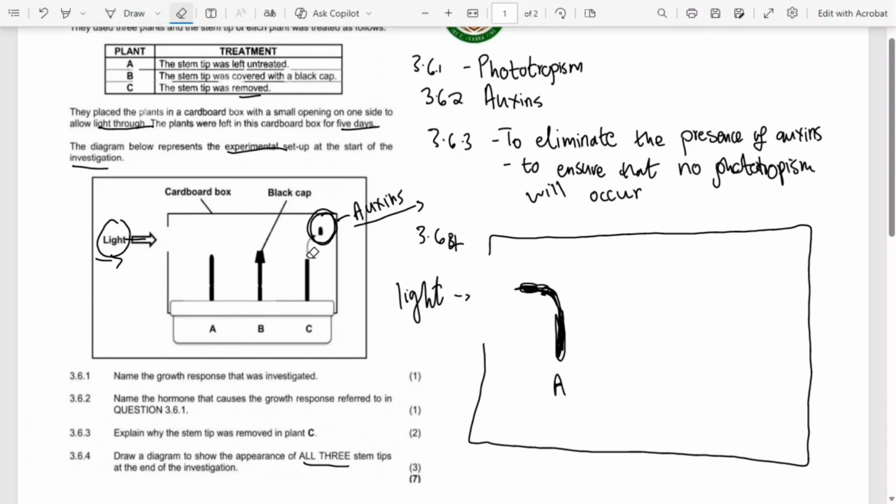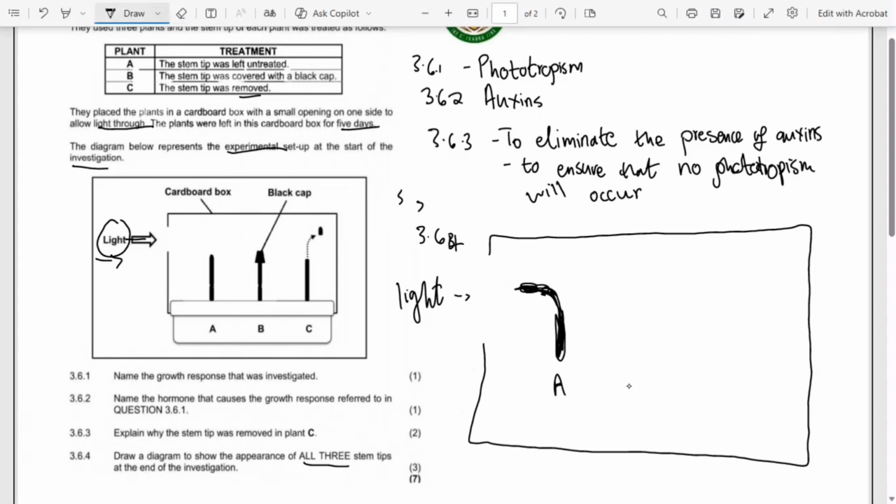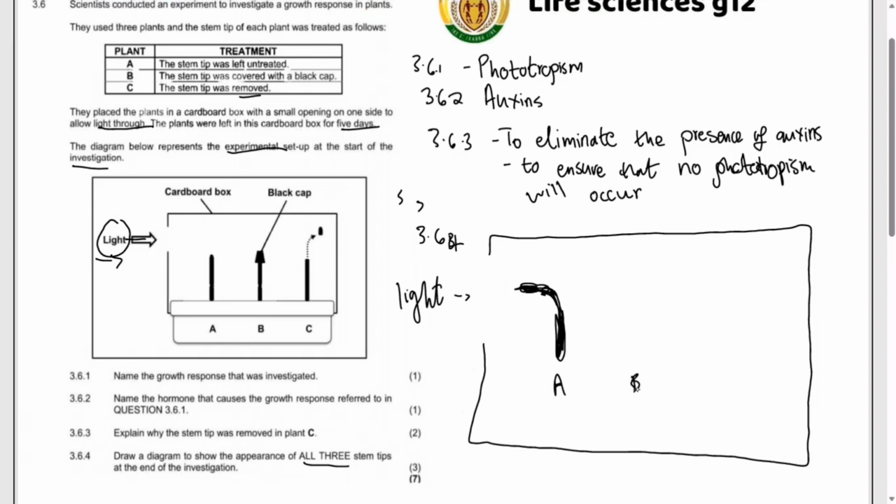So let us check B. Remember that in B they said the stem tip was covered with the black cap. This one will not receive the light. The stem tip, meaning the auxins, are covered. They will just control the growth. It will not be exposed to light. It will just grow tall. It will be like this, not too tall, but something that looks like this. Then you shade.